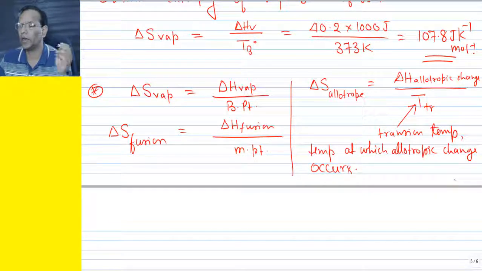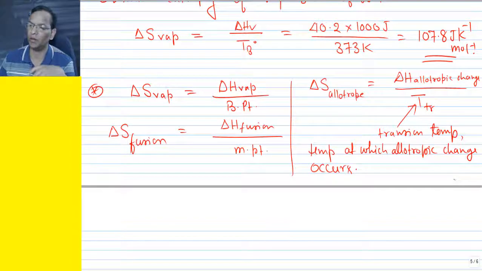So in this manner, we determine entropy change in different physical processes: expansion, compression, vaporization, melting, allotropic change, and so on.